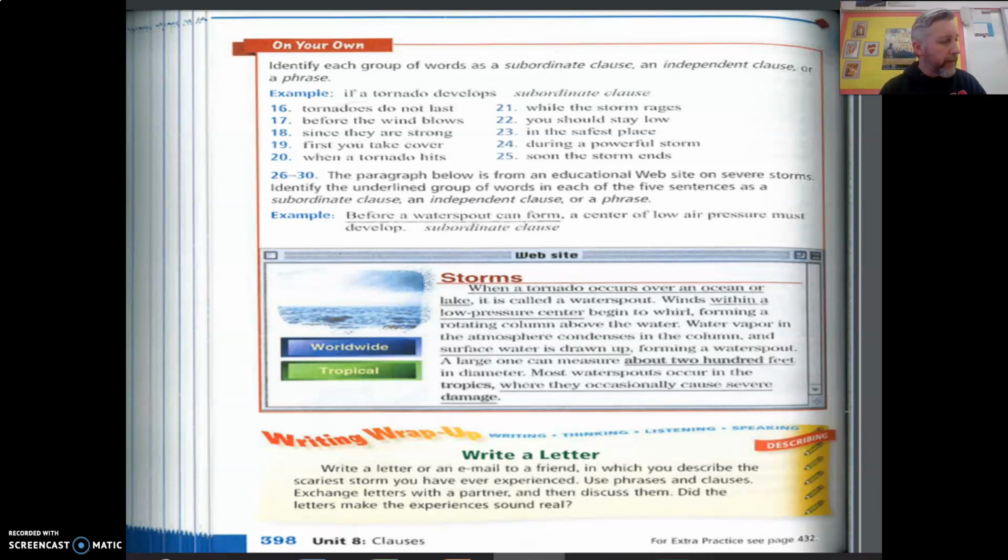Number 21 is a subordinate clause. 22 is an independent clause. 23, that would be a phrase, okay, in the safest place. 24, what would that be? Would you have phrase for that one? Okay. During a powerful storm. The storm's not doing anything, so there's just a subject, not a predicate. And then 25, soon the storm will end. Okay, that's independent, or soon the storm ends, independent clause, stands alone as a sentence, subject and predicate.